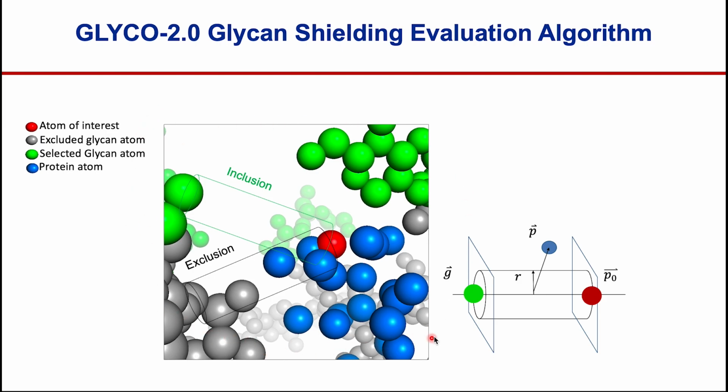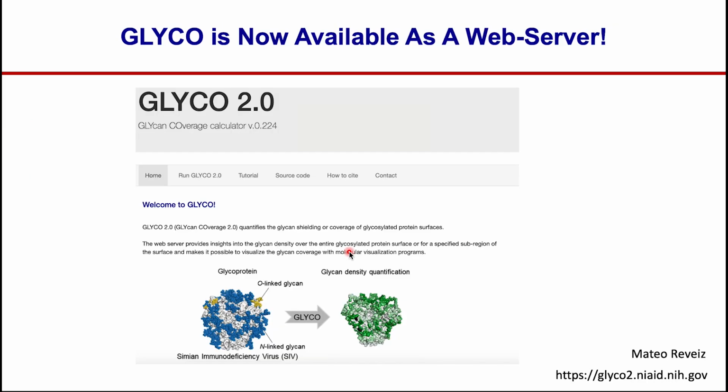So in the algorithm parts, instead of having multiple cubic boxes along the line of the vector in 1.0, we replaced the cubic box with the cylinder so that it can have a rigorous solution instead of having numerical parameterization. That's the first thing. And the second one is the web server development. So now the GLYCO 2.0 web server is available online, and this is the link of the web server.